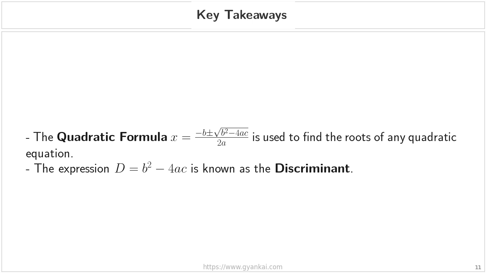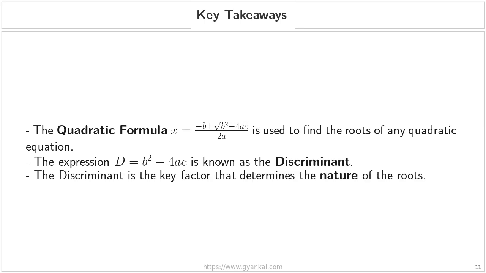b squared minus 4ac, we call this expression the discriminant, often represented by the letter d. Third, it is crucial to remember why the discriminant is so powerful. As we saw when we were analyzing the nature of our solutions, the value of the discriminant is the key factor that determines the nature of the roots, telling us whether we are looking at two distinct real solutions, one repeated real solution, or even imaginary solutions.